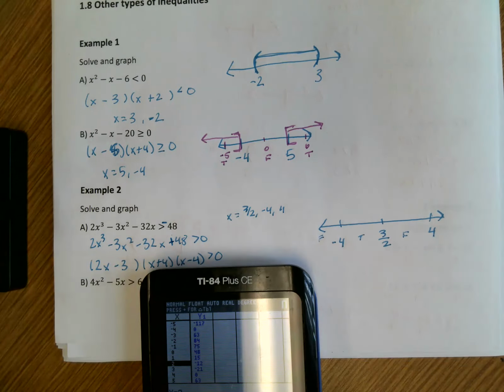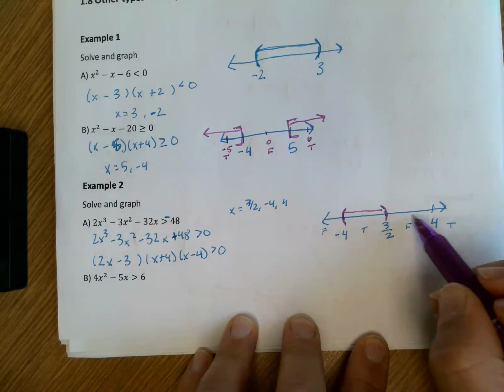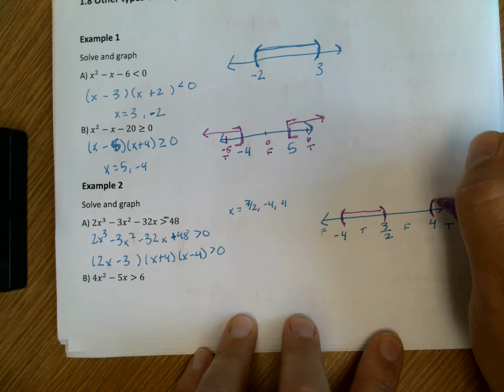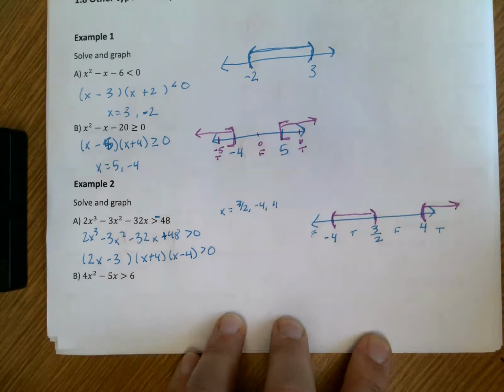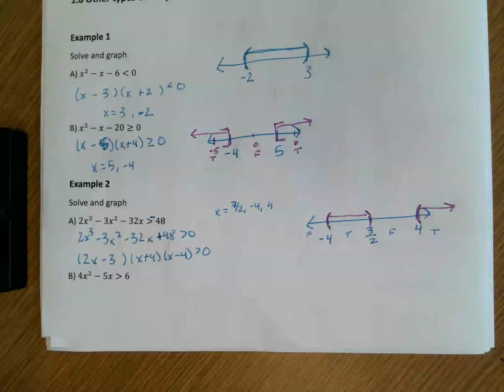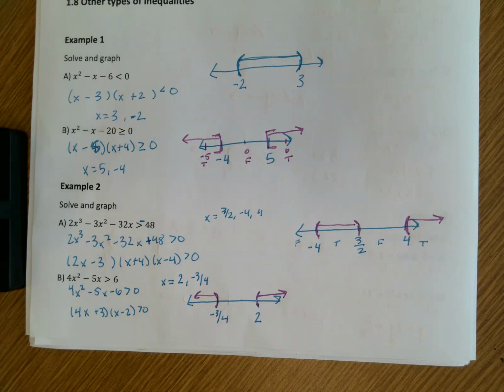So I go back to the actual graph then. I have a parentheses, because these are all parentheses. There's a parentheses in between -4 and 3/2. That's included. This was a false section, and then from 4 and on. So this is what that graph would look like. Try to do B by yourself. So this is what your graph should look like.